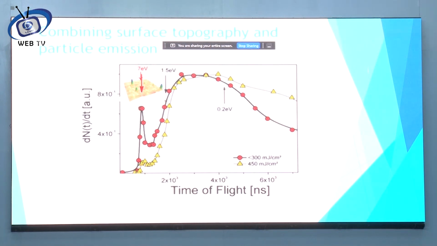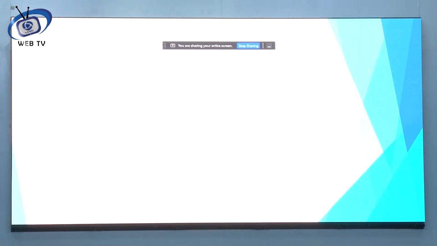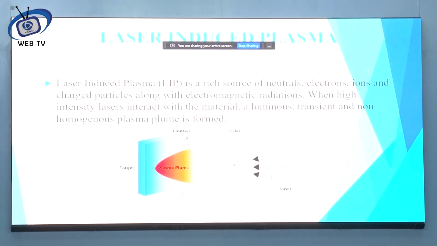You can identify the energies of these particles and shape by the time of flight mass spectrometer, and then you can correlate these emissions with the surface topographical analysis. So plasma is one of the basic tools through which we can investigate different elements, and this plasma afterwards can be used as a tool of electrons, ions, and ultraviolet visible radiations.